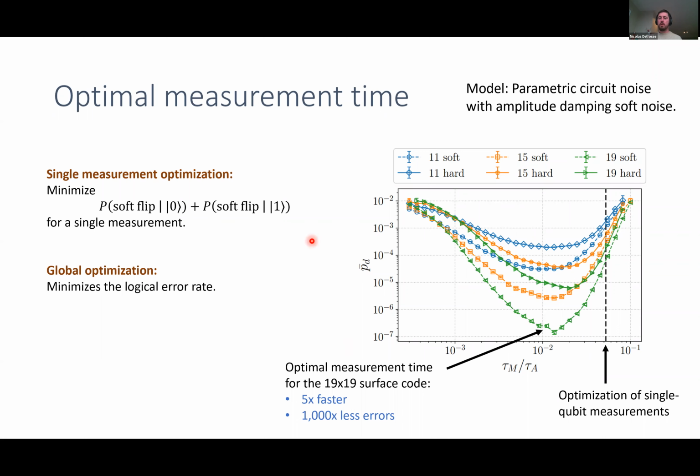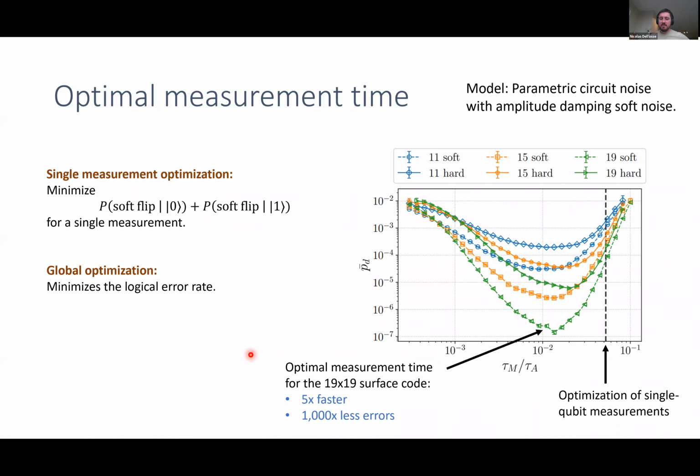So what we do in this simulation is that we compute the logical error rate per round for different measurement times. The horizontal axis is the measurement time, and the vertical axis is the logical error rate. What we want is a minimum logical error rate, that means the minimum of this plot. Yes, thank you for clarifying. I should have explained what the two axes were.